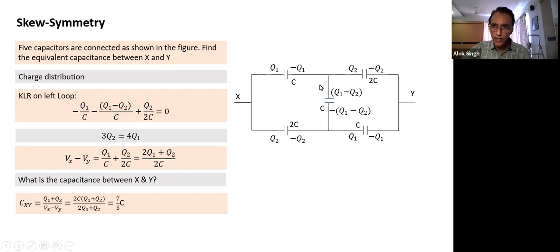So you'll find several. Here also, this forms an isolated system, and this also forms an isolated system. I will get as many isolated systems, and each isolated system gives me one equation.